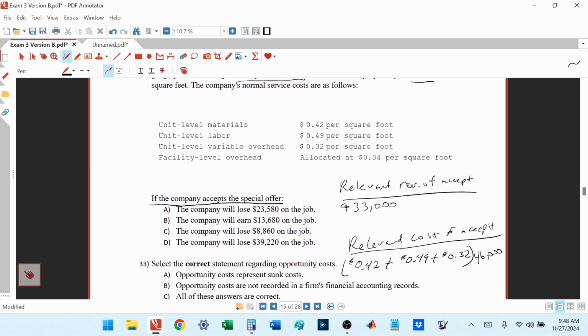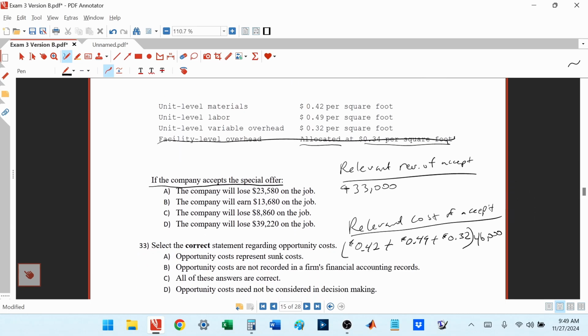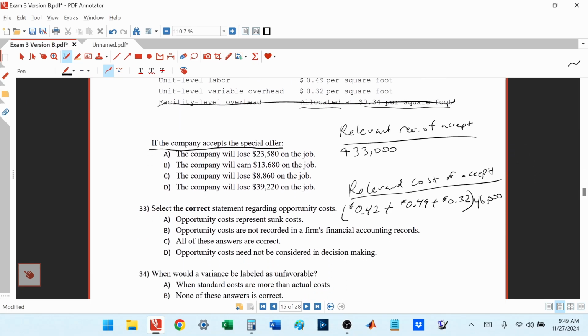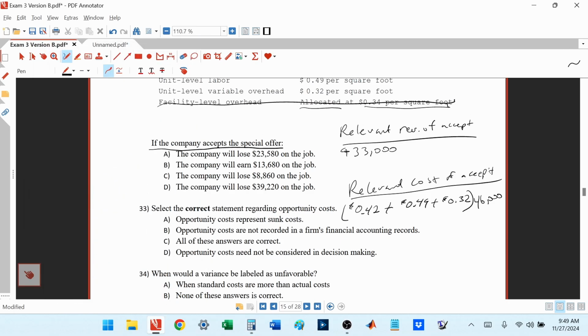That's our relevant cost. This here is facility level cost. So whether we accept the special order or don't accept the special order, we still have this cost. Now they've tried to allocate it per square foot to try to trick you, to make you think that's extra money you have to spend for these 46,000 square feet, but it's not. So there we go. The relevant cost of accepting is 0.42 a square foot for materials plus 0.49 for labor plus 0.31 or 0.32 for overhead. $1.23 times 46,000, 56,580.